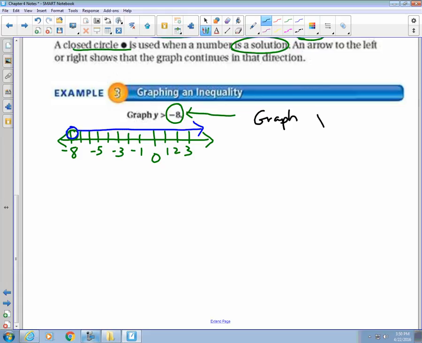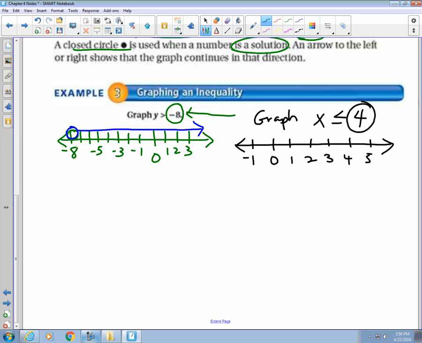Now graph x is less than or equal to 4. Okay? So I do the same thing. I draw a number line, and I'm going to locate a 0 on here. I always have to have a 0 on there because that's a reference point to know where other numbers need to go. To the left of 0, I might have a -1. To the right of 0, I've got a 1, a 2, a 3, a 4, maybe a 5. But I know that I don't need to go more than 4 because that's my starting point. The starting point of this graph is going to be at that number 4.